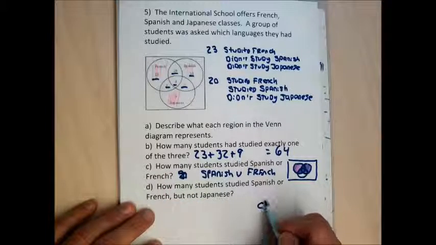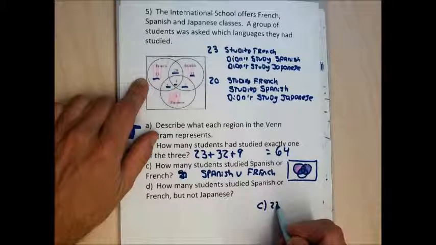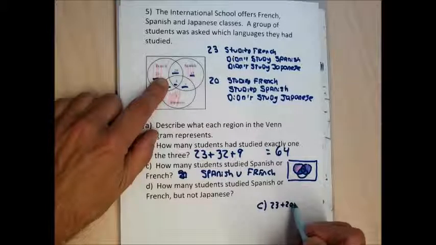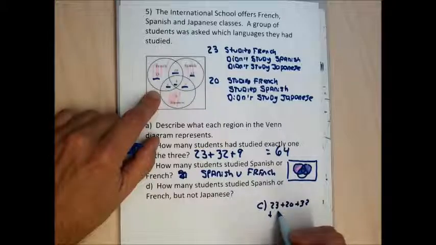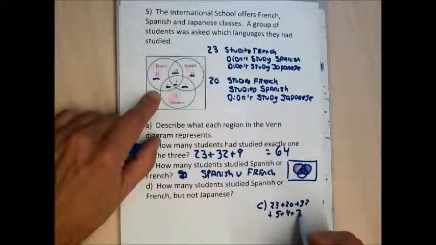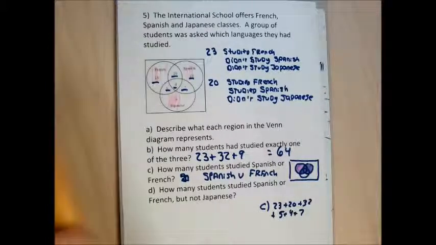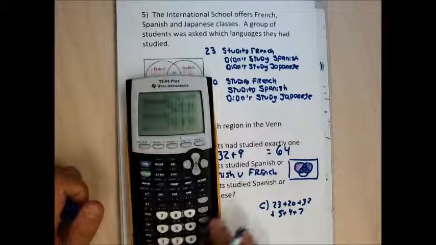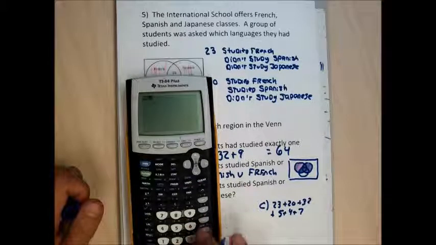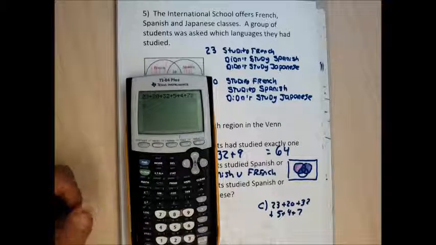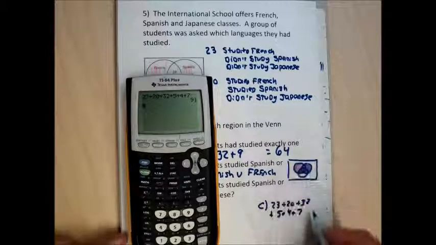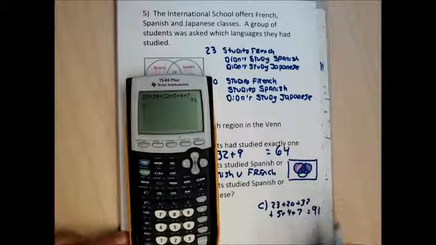So for part C, I'm going to add up 23 plus 20 plus 32 plus 5 plus 4 plus 7, and I feel like I'm going to make a mistake. If I haven't already, I'm going to make a mistake today, and I should just resort to my calculator. The answer to part C is 91 students.